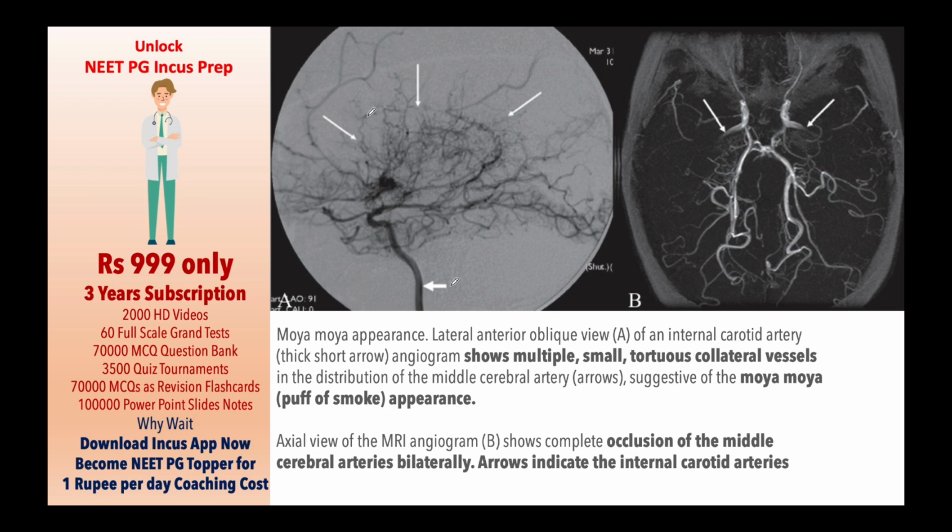Moyamoya appearance. Where do you see? There are small tortuous collateral vessels in the distribution of the middle cerebral artery, and it looks like a puff of smoke appearance. So this is what you typically see. The moyamoya appearance is what you need to remember.